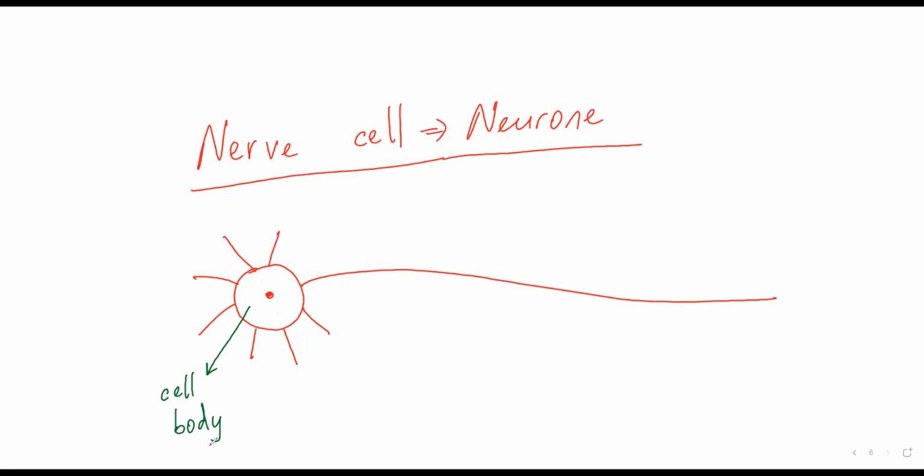Then in the nerve cell, we have short projections, as you see here. There are many of them. We call them dendrites. It comes from the Latin word dendron, which means tree, because they are tree-like projections. Dendrites function, don't forget, to receive impulses. They receive impulses.